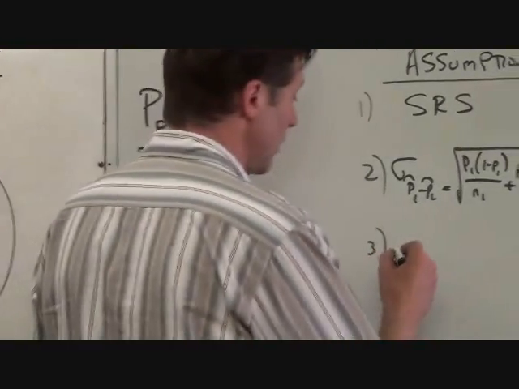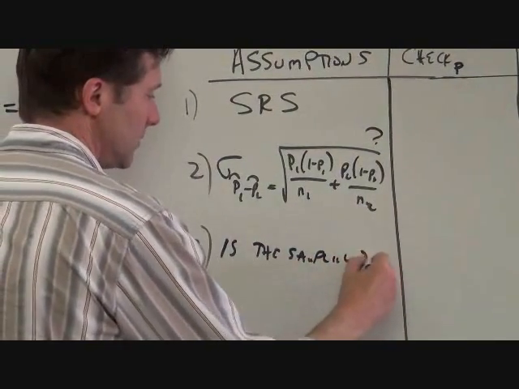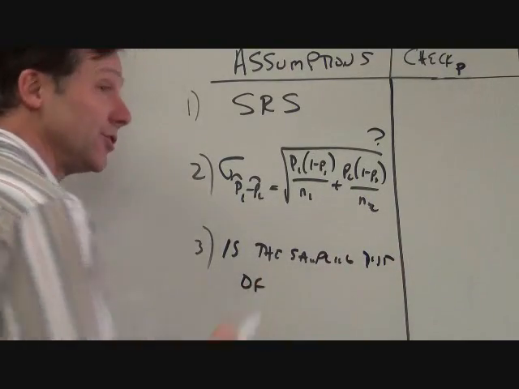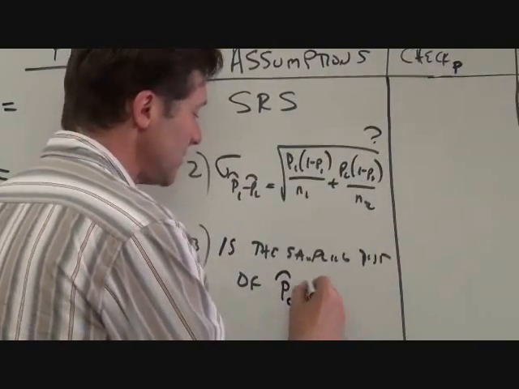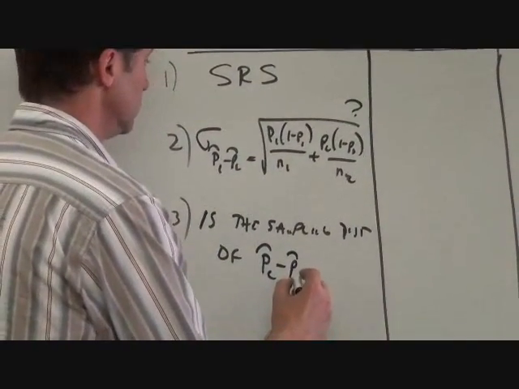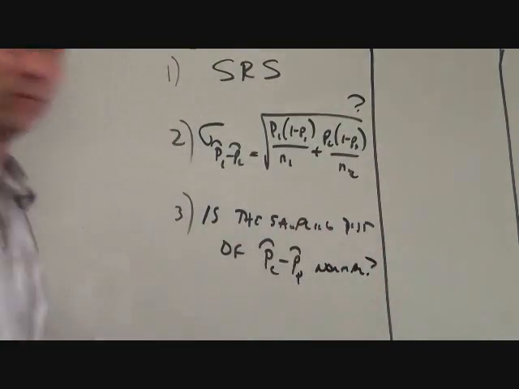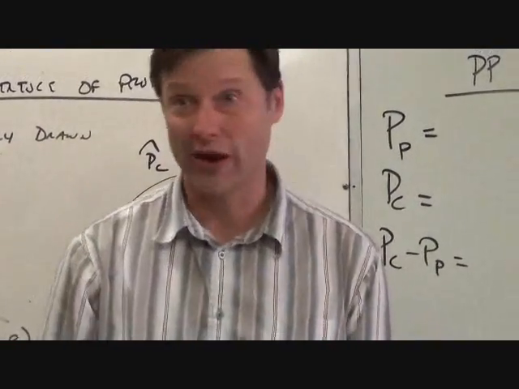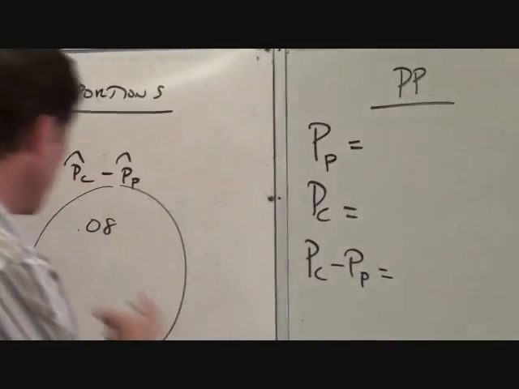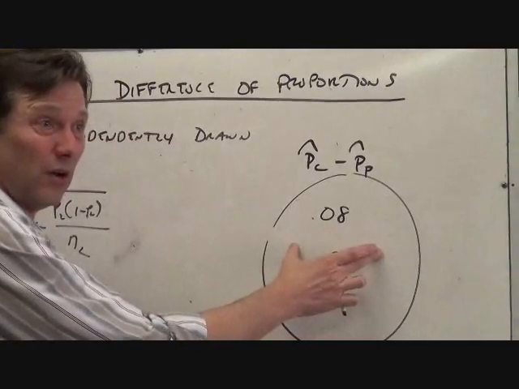All right, here's where things get a little more interesting now. What's the third assumption we want to know? Is the sampling distribution of, and now the letters are important, p hat c minus p hat p normal? Okay, that's what I'm looking for. That's not what I'm looking for. I'm going to write this one down, guys, okay? I'm not looking for normal sampling distribution, question mark. Okay, this thing's pretty complicated. So we're saying exactly what we're looking for here.